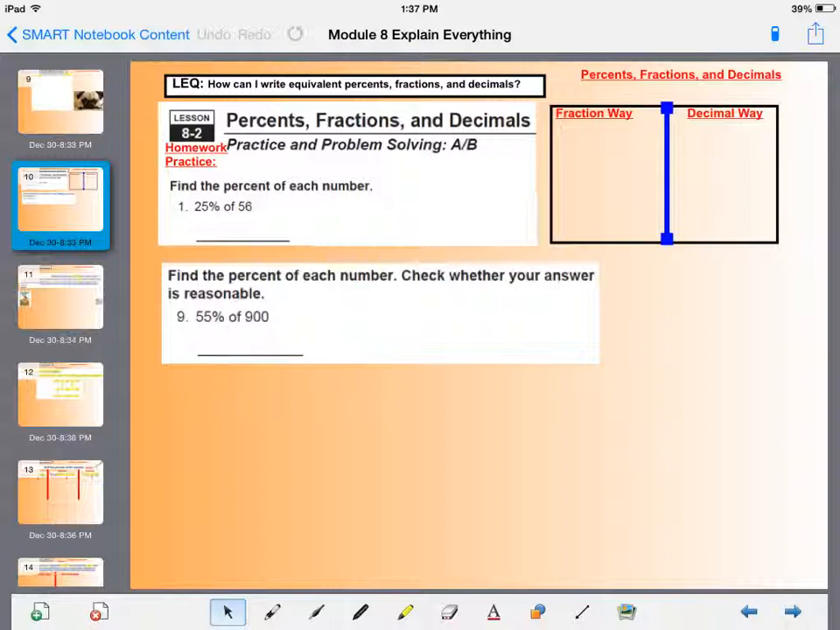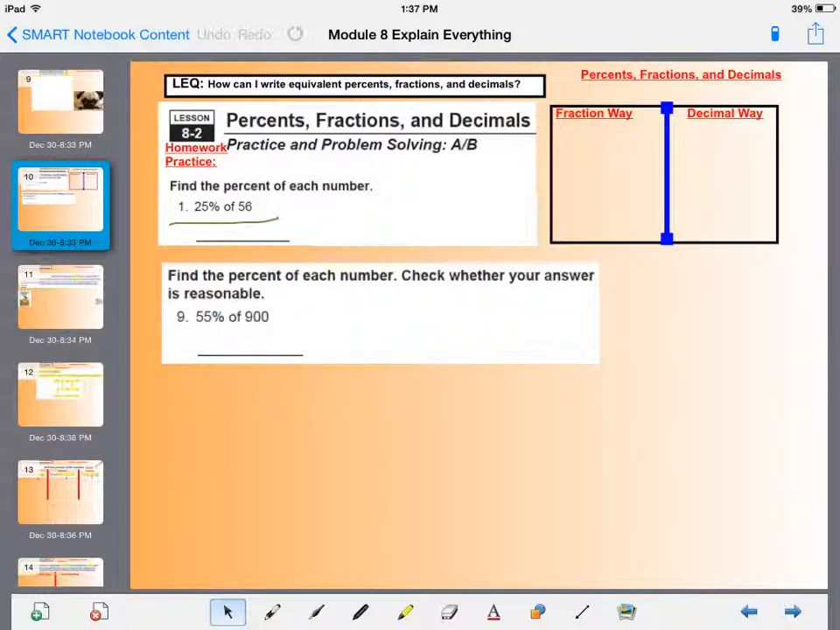These were sample questions that we got from our homework for lesson 8.2, and we were asked to find the percent of each number. And so I spoke to you guys about how we can find the percent of each number, either the fraction way or the decimal way, and it is up to you to decide which way you feel most comfortable. We're going to do the first one, and the first one is asking us to find 25% of 56.